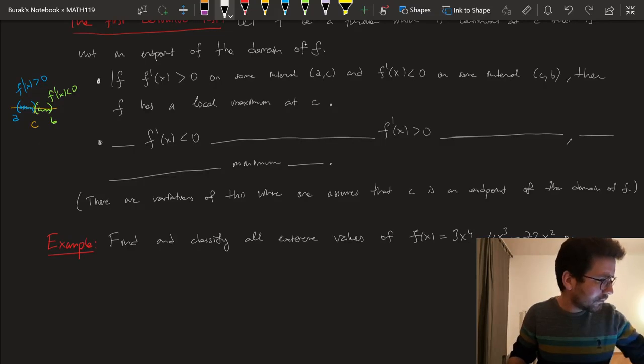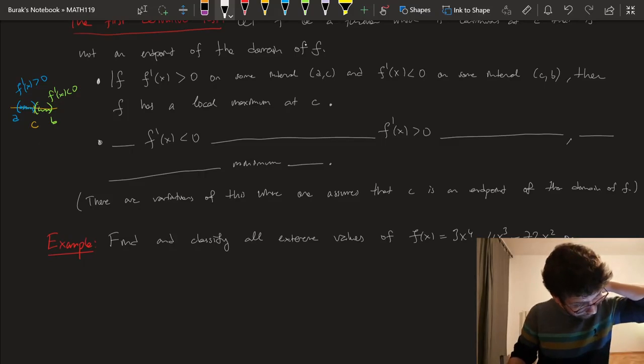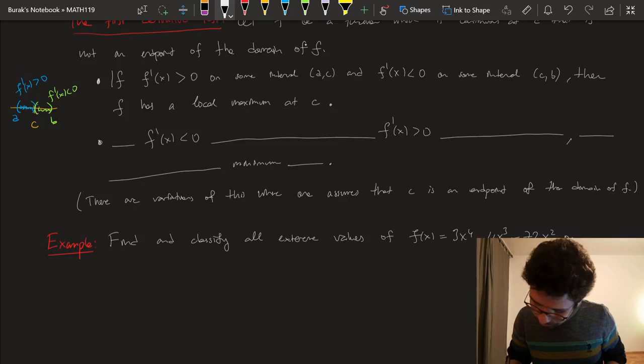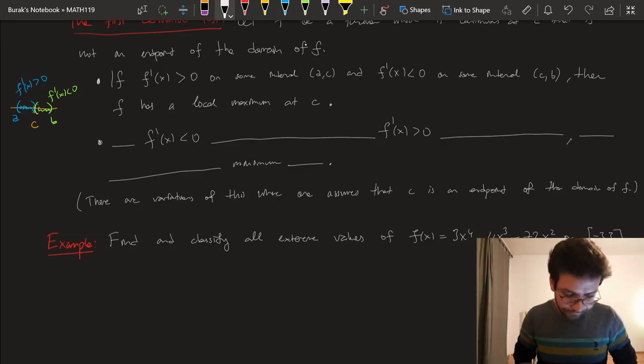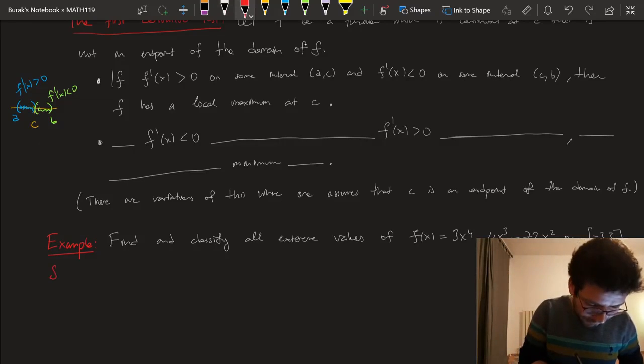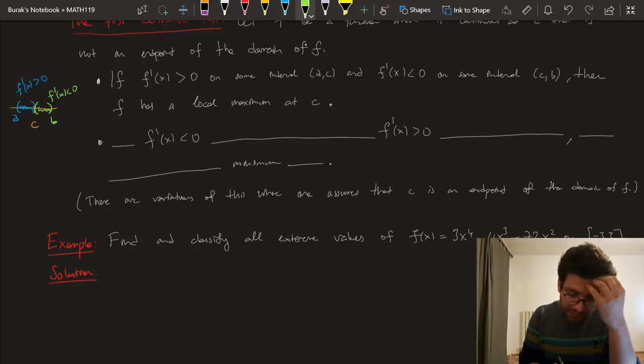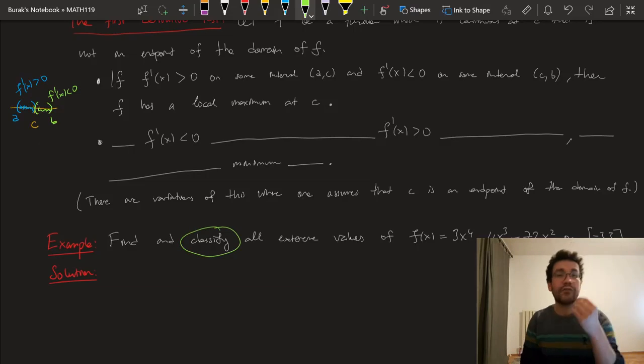Okay, apparently I forgot to write down my interval. Let's make something up. Minus 3, 3. Okay. Solution. Now, let's read this question. We're supposed to find and classify extreme values. Finding extreme values, that's fine. What do I mean by classifying extreme values?